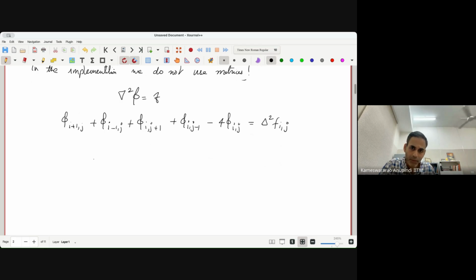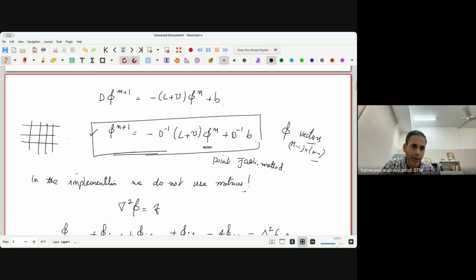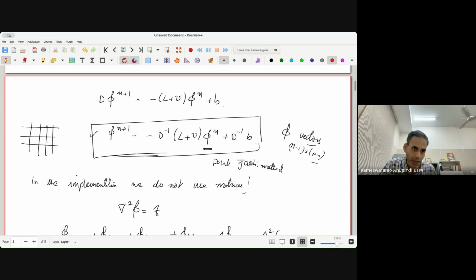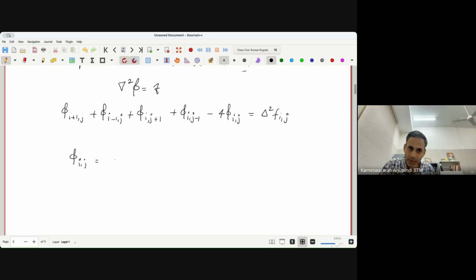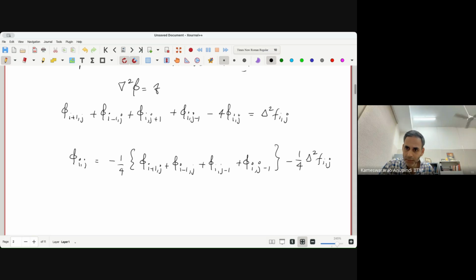If I were to rearrange this, I can write phi of i j. That means I'm trying to solve for a grid point at i j. Let us say I'm going to solve for this i j, that is my i comma j. Then that is nothing but minus 1 by 4 of phi of i plus 1, j plus phi of i minus 1, j plus phi of i, j plus 1 plus phi of i, j minus 1, and then minus 1 by 4 del square f i j, right?